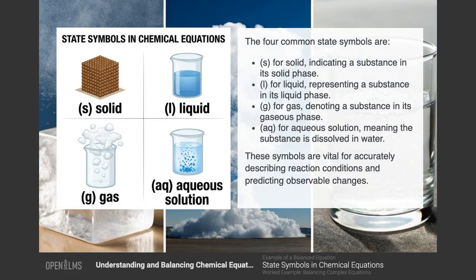The 4 common state symbols are (s) for solid, indicating a substance in its solid phase; (l) for liquid, representing a substance in its liquid phase; (g) for gas, denoting a substance in its gaseous phase; and (aq) for aqueous solution, meaning the substance is dissolved in water. These symbols are vital for accurately describing reaction conditions and predicting observable changes.